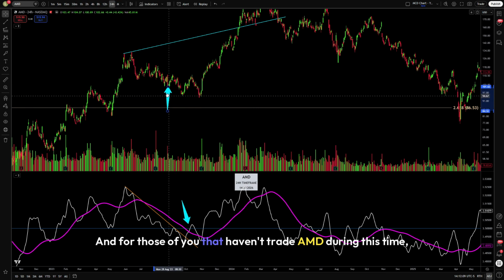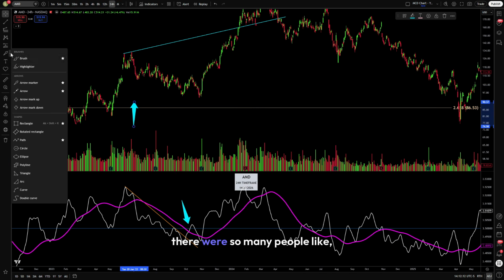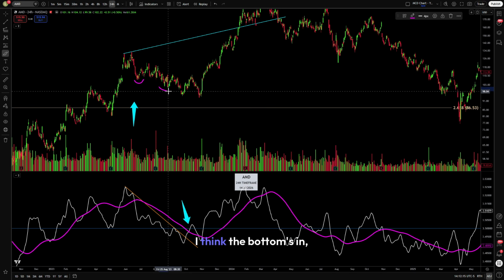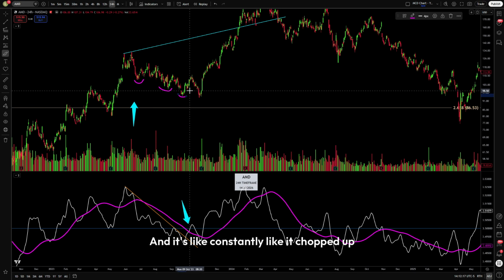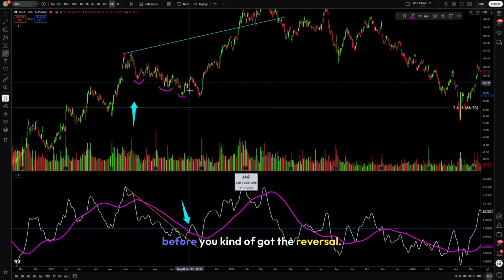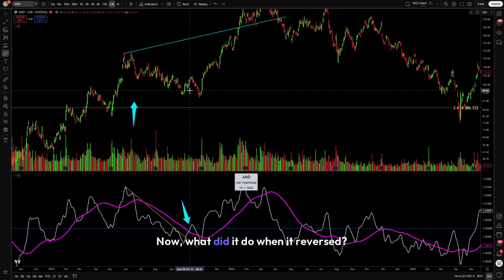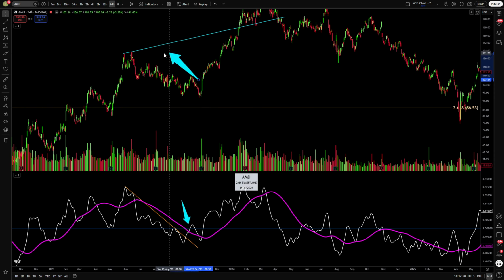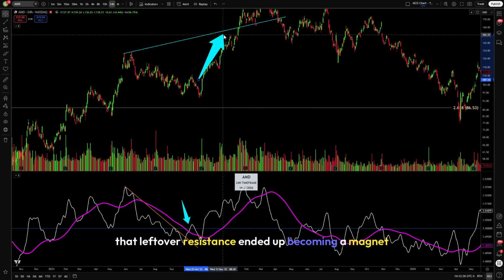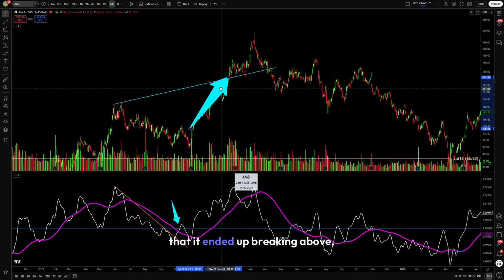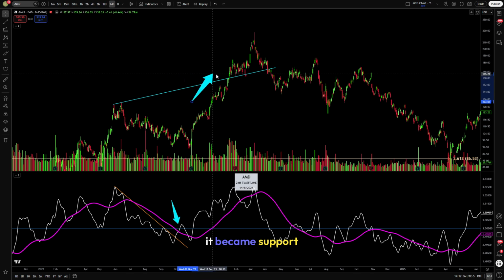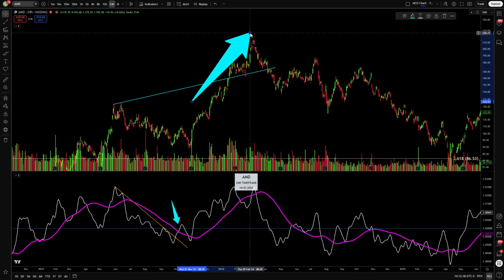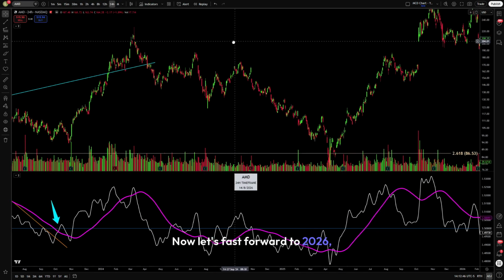And for those of you that haven't traded AMD during this time, there were so many people saying, I think the bottom's in. I think the bottom's in. It constantly chopped up before you got the reversal. Now, what did it do when it reversed? Take a look. When AMD reversed, that leftover resistance ended up becoming a magnet, so much so that it ended up breaking above. It became support, and then you got a huge move where it was setting up for the next big move. So now let's fast forward to 2026, the current time.